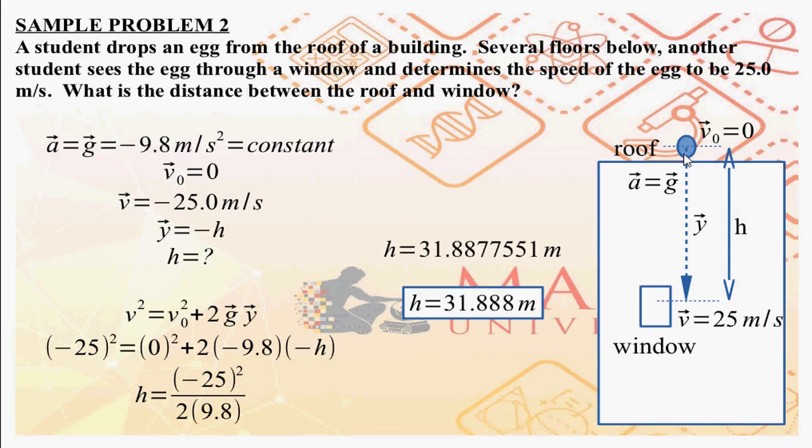Since the egg is traveling downwards at the window level, when the other student sees the egg pass by at 25 meters per second, the egg is heading downward. So the velocity is negative 25 meters per second. So in the figure, this should be negative 25 meters per second. Determine the distance h.